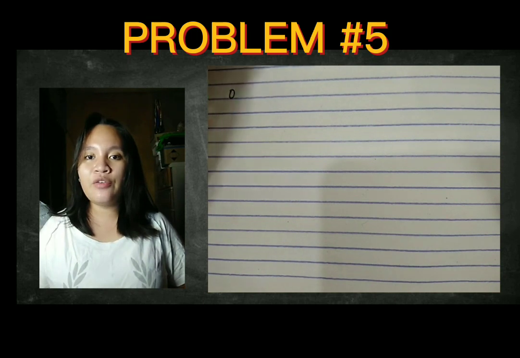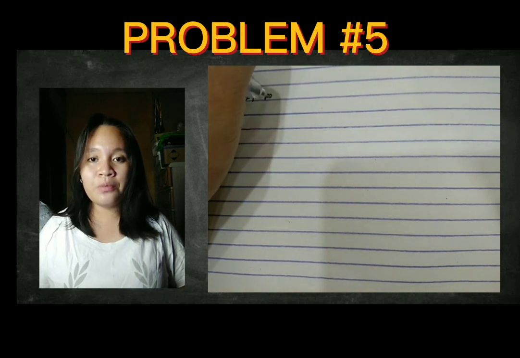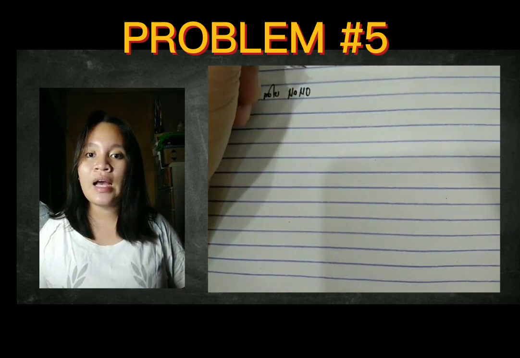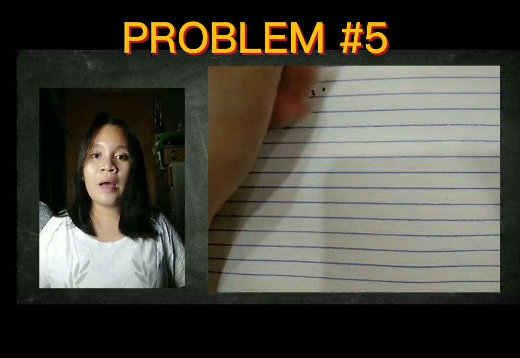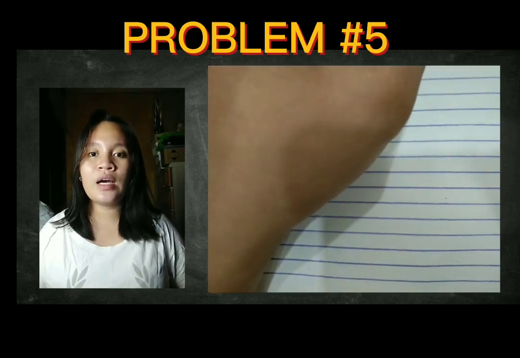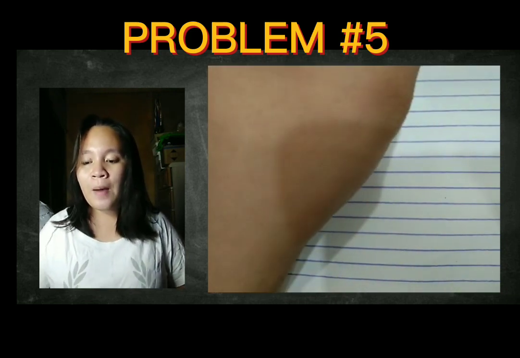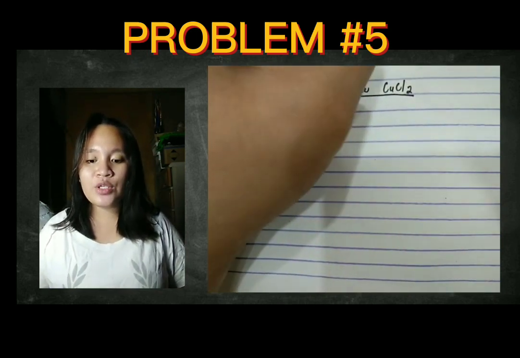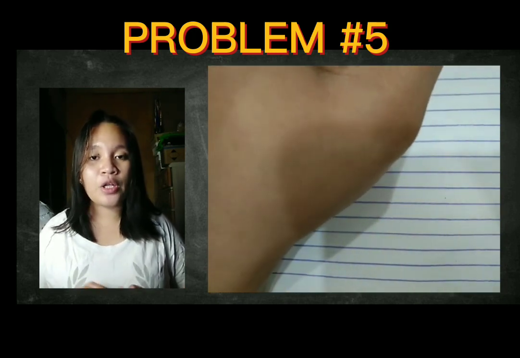So write the given 0.24 moles of sodium nitrate multiplied by 1 mole of copper chloride, then divide it by 2 moles of sodium nitrate before performing the solving. Do the cancellation and then proceed. So 0.24 multiplied by 1 mole divided by 2, and the answer is 0.12 moles of copper chloride.